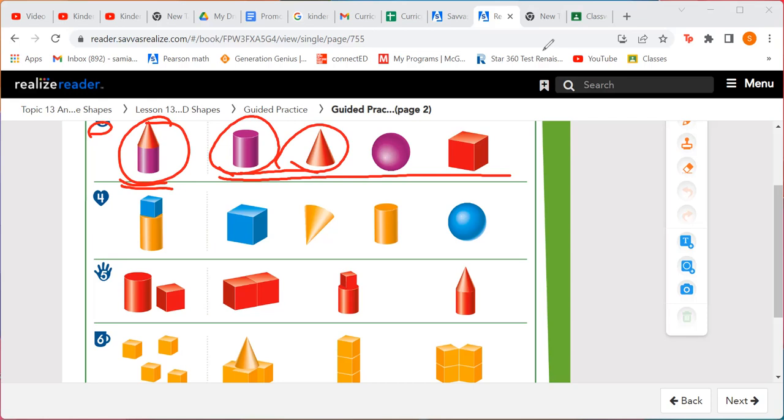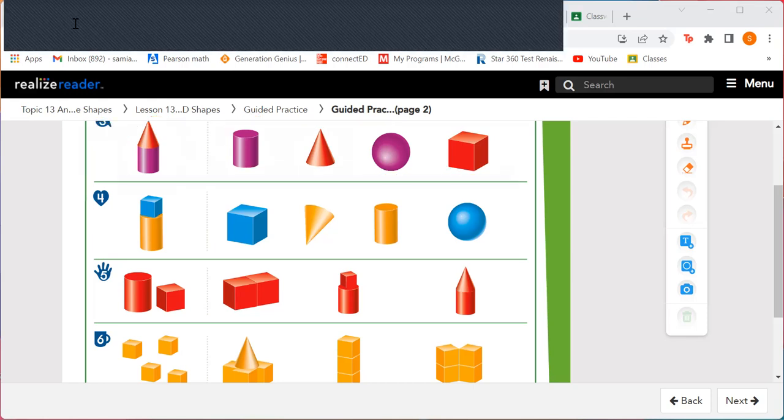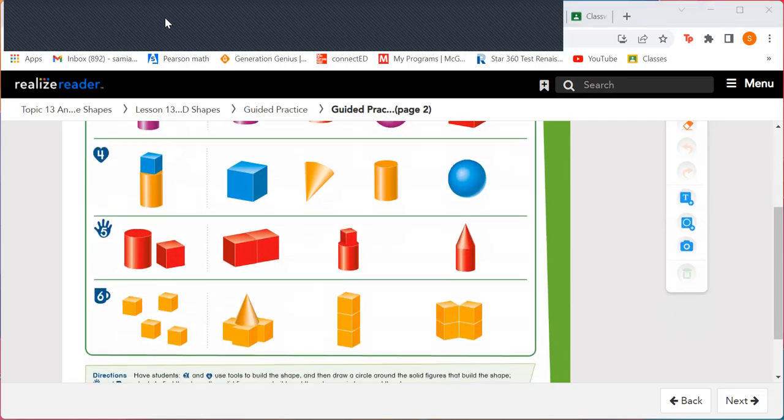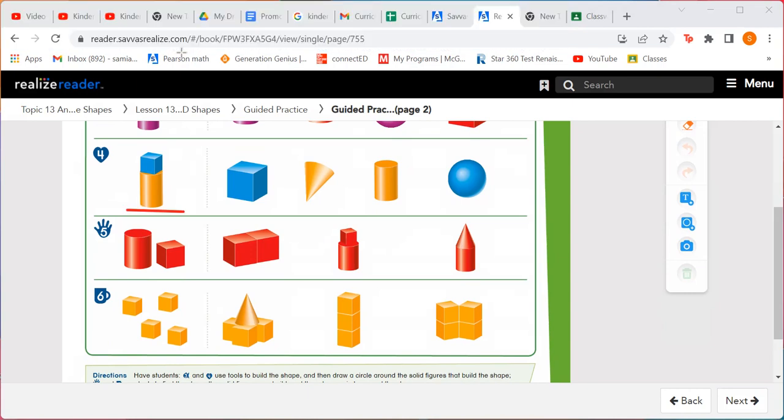Okay, let's go to the next one. Number 4. All right, look at this shape. Which two of those shapes, those solid figures, did we use to build it? The cube and the cylinder.